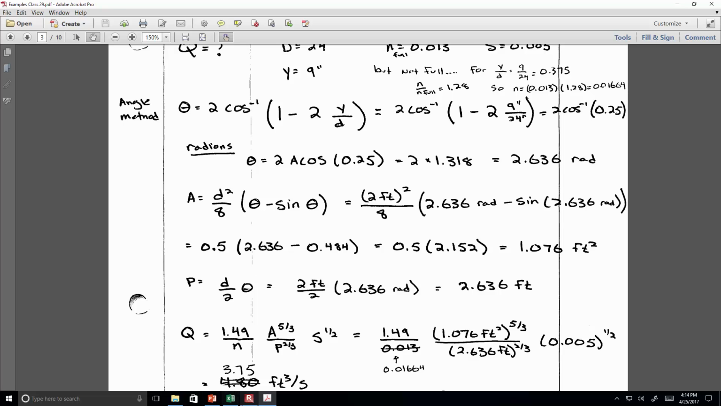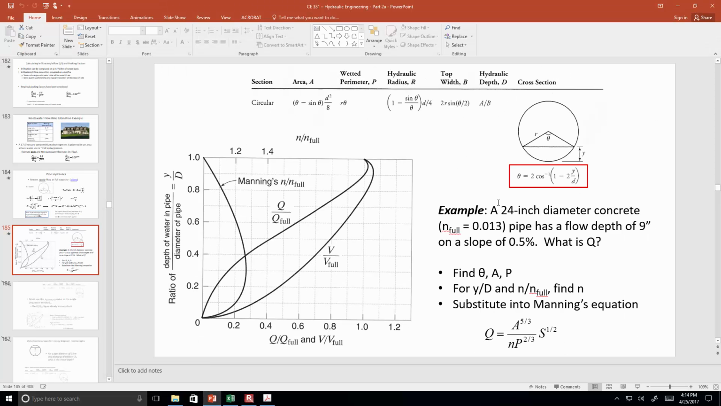To calculate Q full, you would use the 0.013 and you'd calculate the area of an entire circle and the wetted perimeter for the entire circle, and then you could get your Q full and you could multiply it by this ratio, the Q to Q full, and it would match.